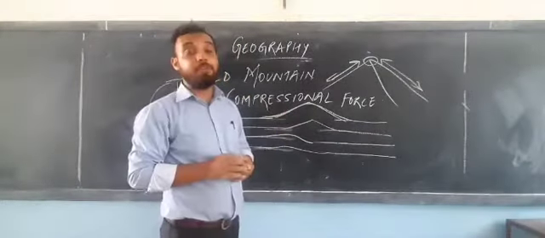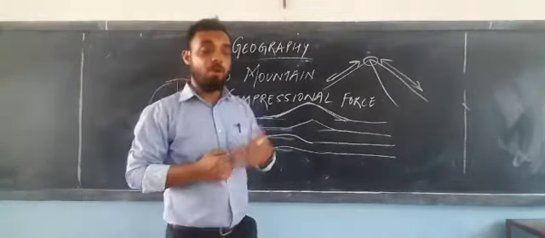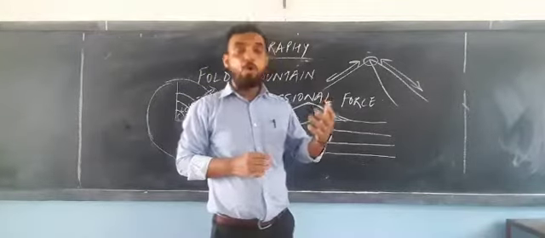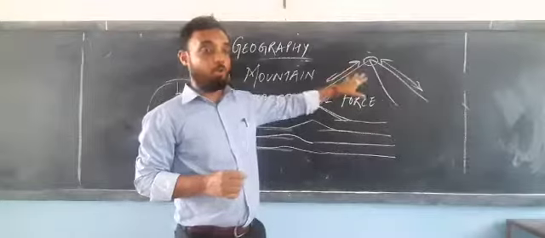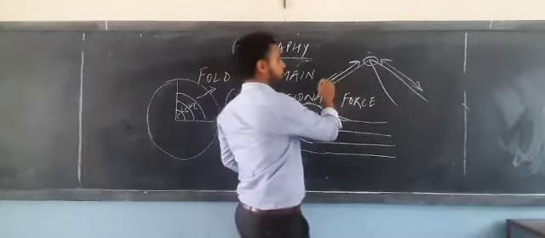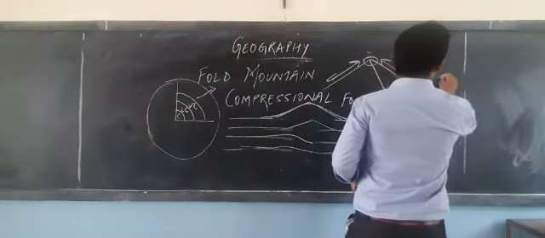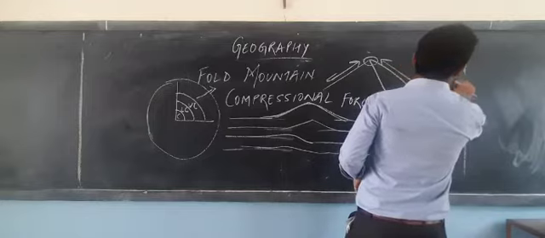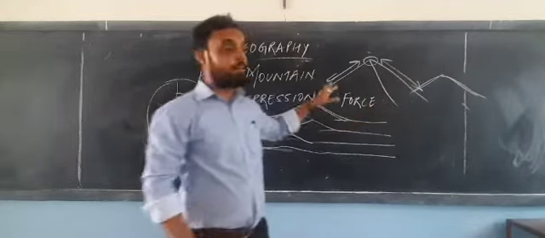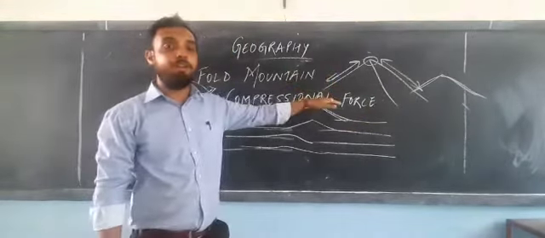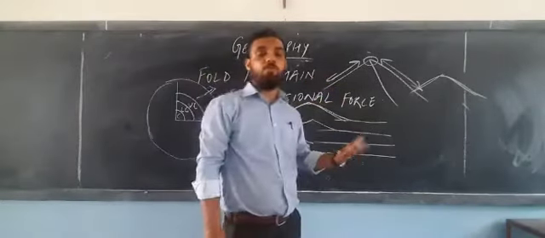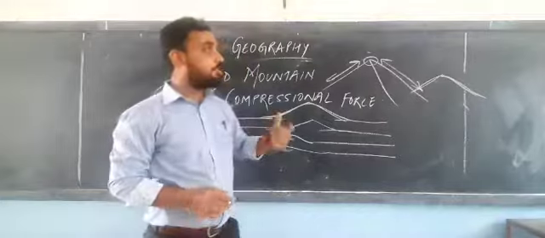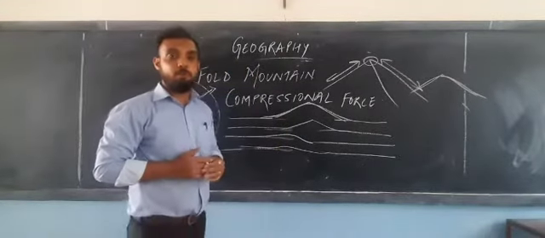On the other hand, we have old fold mountains. What are old fold mountains? If we compare young fold to old fold, they are smaller in size. They are low in height as compared to the young fold mountains. Examples are the Aravallis, Urals, Appalachians. These are all examples of old fold mountains.